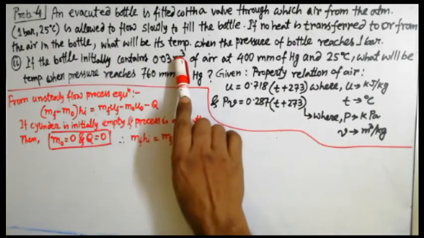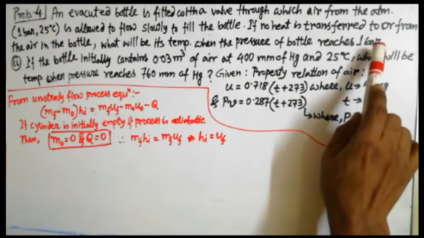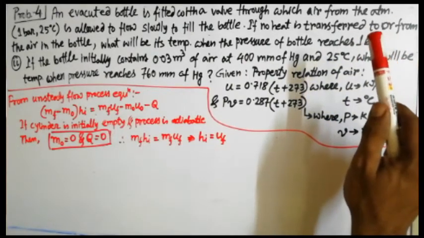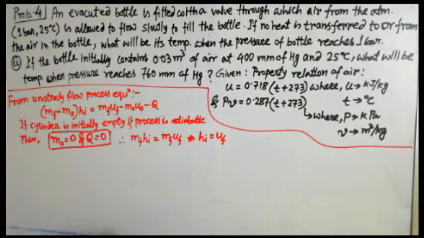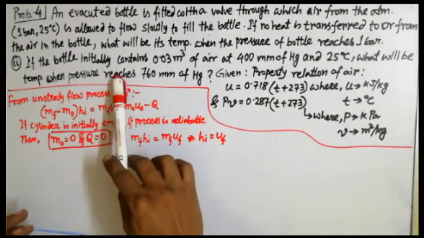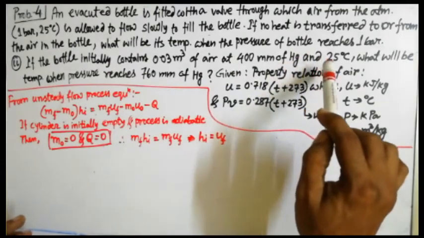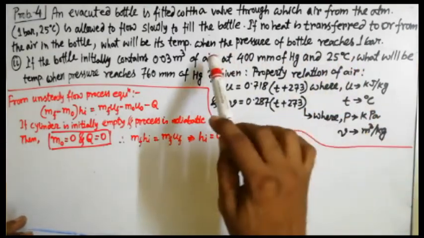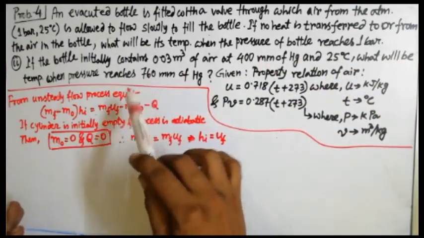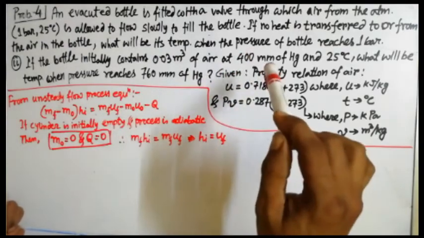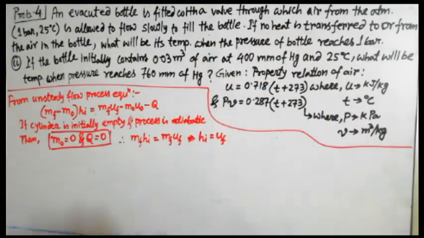Okay, so what will be its temperature when the pressure of the bottle reaches 1 bar? So you have to find the temperature while the pressure of the bottle reaches 1 bar. Okay, and the second part of the problem, if the bottle initially contains 0.03 meter cube of air at 400 millimeter of Hg and 25 degrees centigrade. So in the second condition, the bottle is not an empty one, some gas is stored there. What will be the temperature when pressure reaches 760 millimeter of Hg? So in the second case, the pressure is being raised, so as a result of that, how the temperature will change.